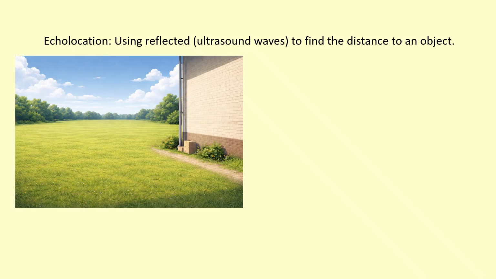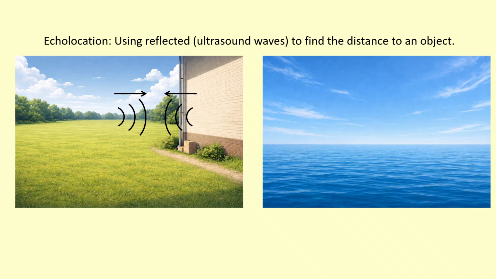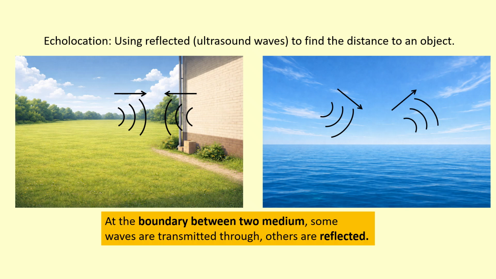an object. So whenever there's a boundary, for example, between air and this wall, and you send a wave, that wave will reflect off that boundary. Another example of a boundary is air and liquid like water. Waves can reflect off these boundaries. So at the boundary between two mediums, some waves are transmitted, that means they pass through, while other waves are reflected.